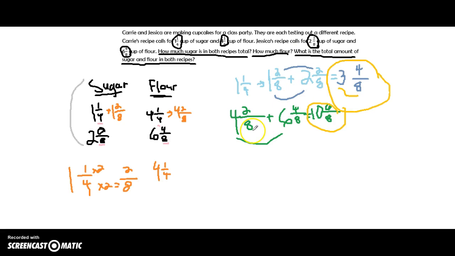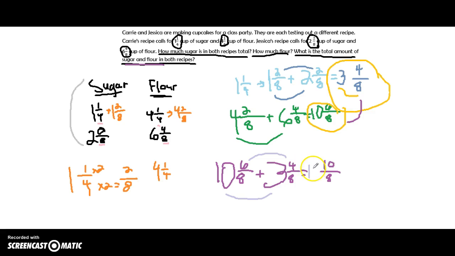Okay, so now finally we need to add these two answers to get the total sugar and flour in both recipes. So 10 and 6/8 plus 3 and 4/8 is, so to find that out we need to add 6 plus 4, which is 10, and then the denominator is the same, so that would be 10/8. So then we add the whole numbers, 10 and 3, so that would be 13.